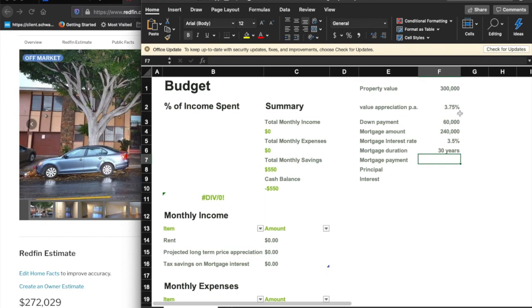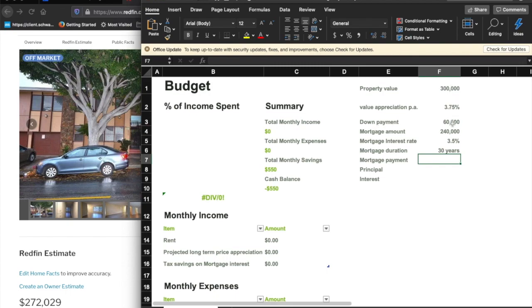I'm assuming right now a value appreciation of 3.75% per year. 4% is, I think, relatively realistic, depending on the area and other factors, but somewhere between 3 and 4%. There has been a lot of money printing happening with the Fed in recent months, as you know. So 3.75 is, I think, not a bad estimate at all.